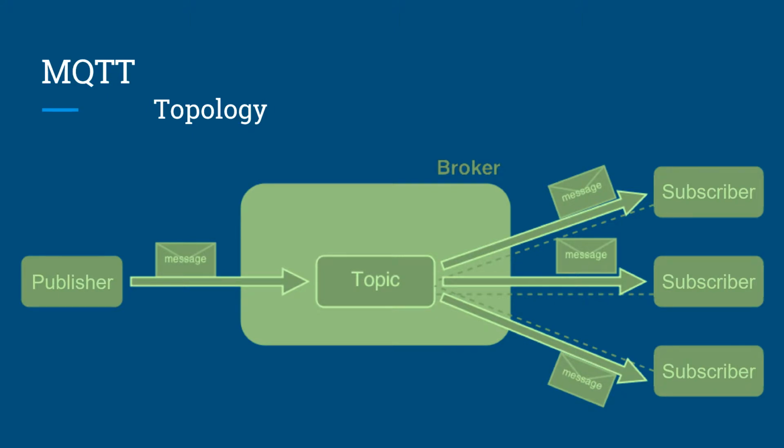MQTT fundamentally is a publish-subscribe protocol. The illustration here shows a single direction for messages, but it is bidirectional. This allows clients to connect as a publisher, subscriber, or both. All clients connect to a broker, which handles all the messages passed through the network.